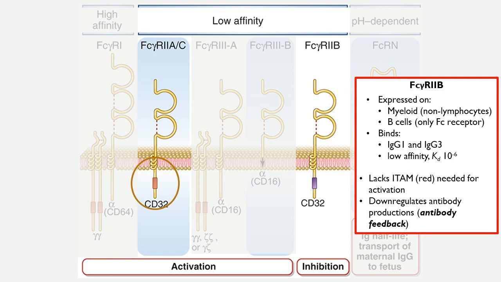So the big difference here is actually just the intracellular domain. The extracellular domains are exactly the same. In fact, they even have the same cluster of differentiation nomenclature. They're both CD32. And it's entirely their intracellular domains that are different. They lack the ITAM, that sort of red portion that the Fc gamma R2 A and C subvarieties have, and instead have an inhibitory mechanism on the inside of the cells.